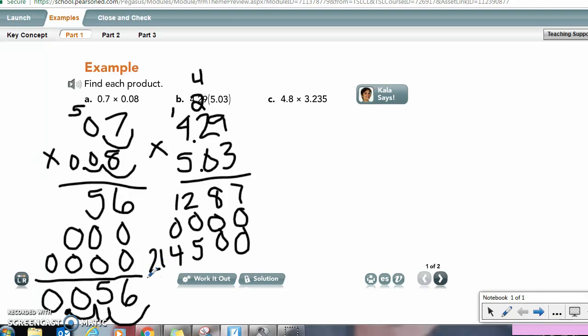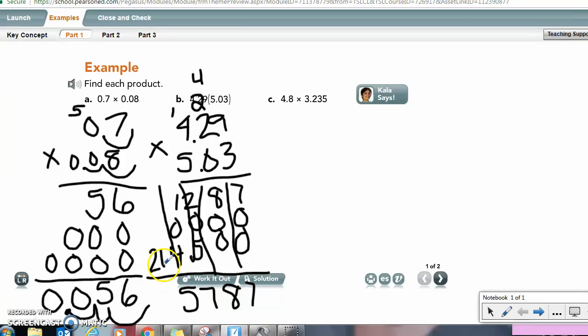Now, a lot of 6th graders get stuck here because they don't line up all their numbers. So make sure you have nice straight lines so you know what you're adding. Okay, 7 plus 0 plus 0 is 7. 8 plus 0 plus 0 is 8. 2 plus 5 is going to give me 7. 4 plus 1 is going to give me 5. I have 1 and nothing else in this column, and 2.